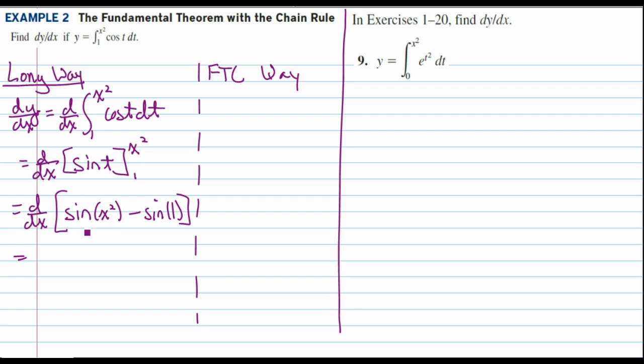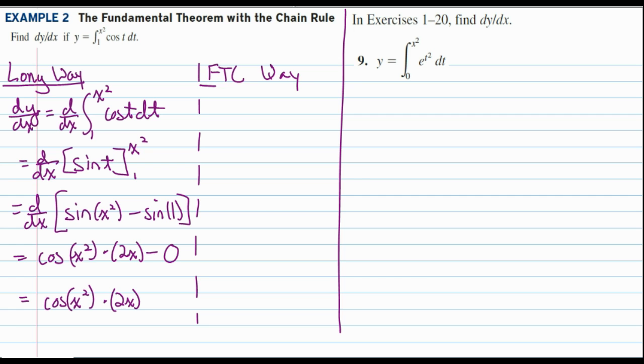The derivative of sine of x squared is cosine of x squared, but then chain rule, times 2x. Then minus the derivative of the sine of 1, which doesn't matter what that is, the derivative of a constant is 0. So the answer here would be cosine of x squared times 2x. As you may have predicted, we plugged the upper limit of integration into the variable in the integrand, and then times 2x. 2x should look familiar. It's the derivative of the upper limit of integration.